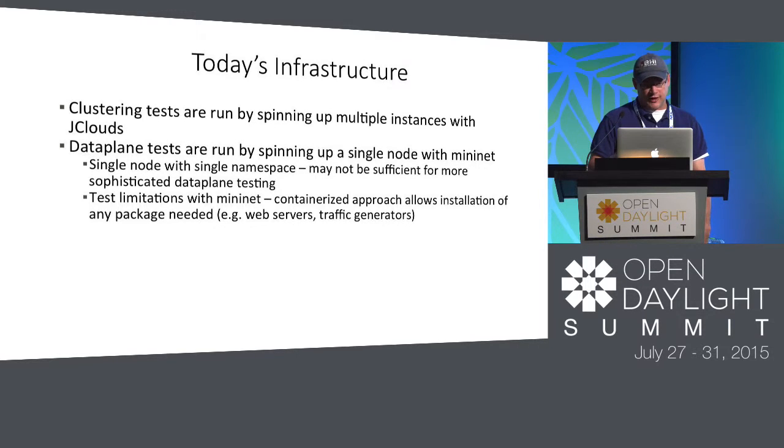For those of you unfamiliar, in today's infrastructure we spin up multiple instances for clustering tests with JClouds, and the data plane tests are typically a single node with Mininet, so it's a somewhat limited topology, and Mininet has its own limitations on what kind of data path testing you can do. Ideally we would like more sophistication in scaling for clustered test setups, more sophistication in what we can test with data plane setups, and more control over these kinds of things. These are some of the things we need to investigate.